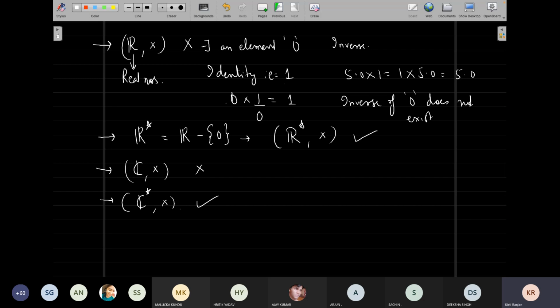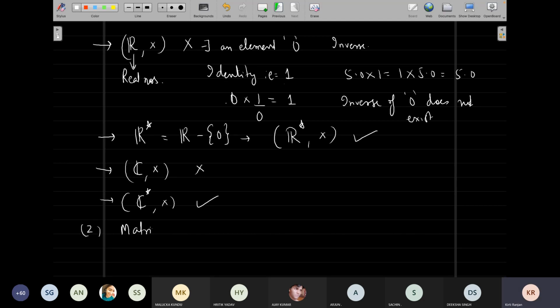So, okay, this is something which you can keep on doing with the rational numbers: figure out whether they are groups or not, under addition, under multiplication. Anything under subtraction or division can be a group or not. Think about it.